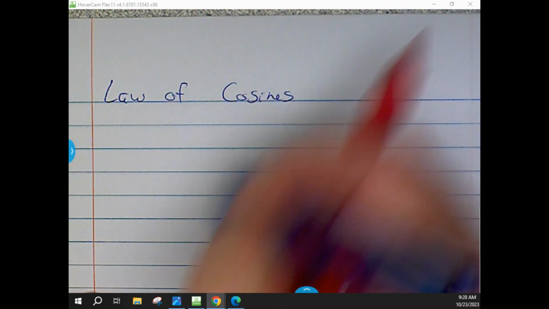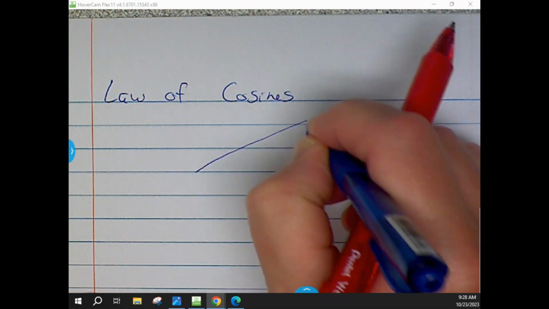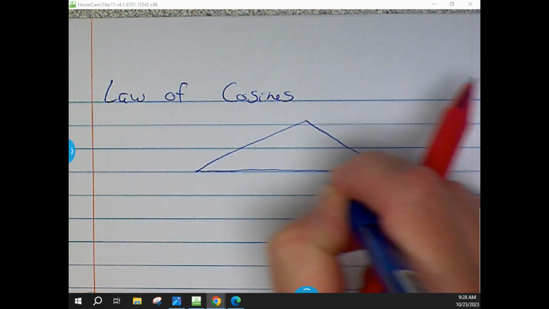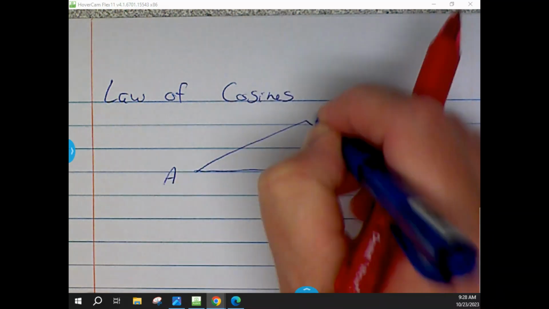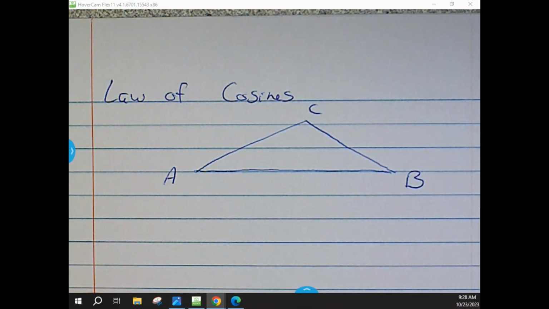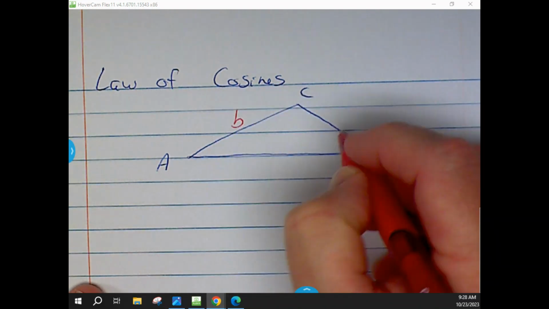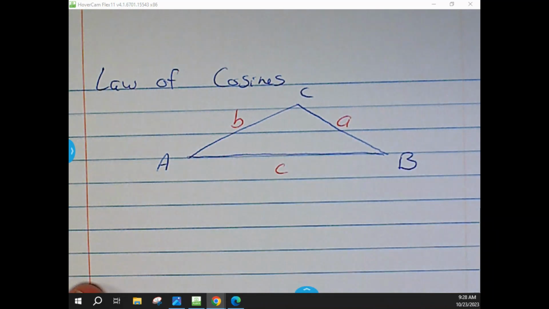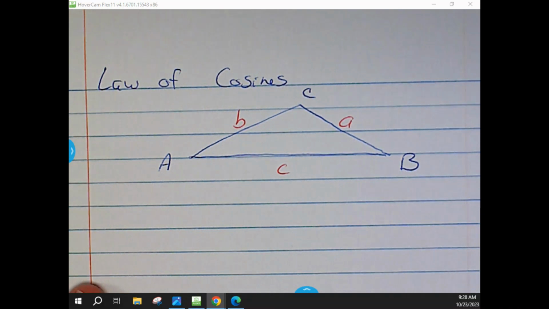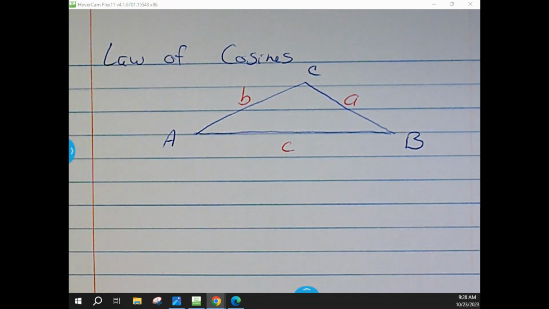Okay, law of cosines. A little different one. It's got a different little version to it here. Same setup that we're talking about, triangle ABC, where again it's not necessarily a right angle. So we've got side B, side A, and then side C. We can derive the formula, but in this case, I'm just going to go ahead and give you this formula.